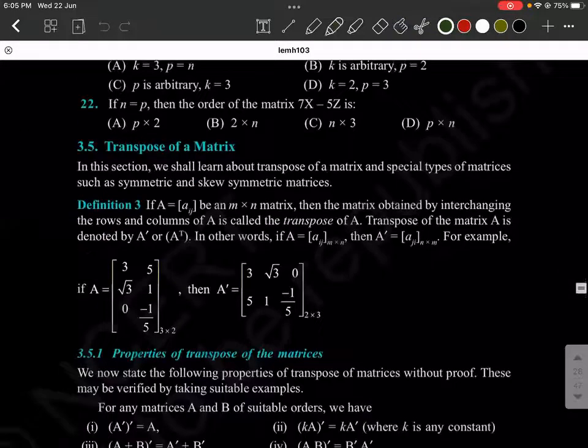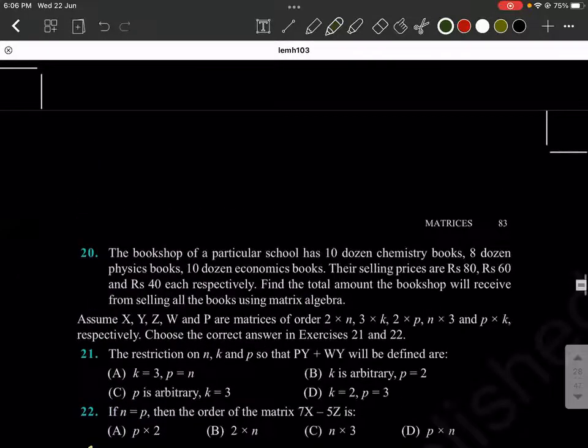Now we'll discuss the last part of this chapter, which is called transpose of a matrix. As the name suggests, transpose here means... any idea what a transpose is? Let's see if you guys can guess. I am hiding this. What is transpose? Any guess? Shifting the rows and columns. Shifting the rows to columns. That's right. So it's basically interchanging the rows and columns.